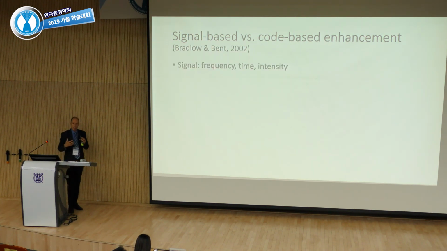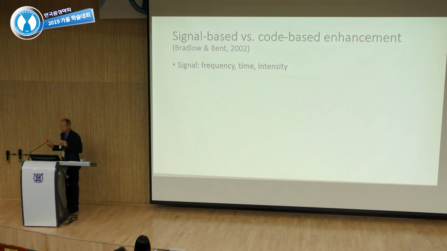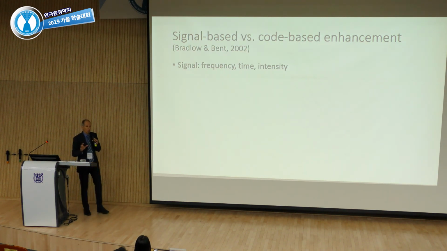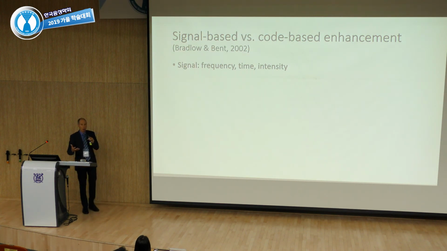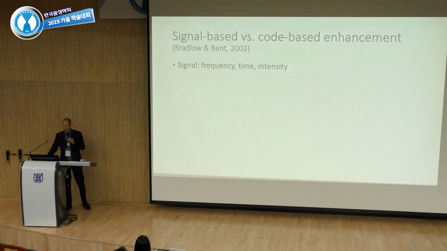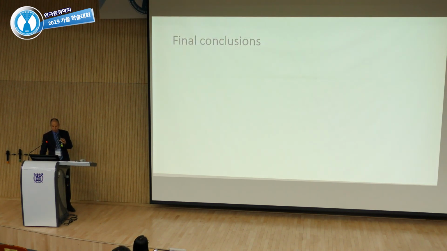Now, it's easily intuitive what signal enhancements are, I think. That relates to enhancements in terms of frequency, in terms of duration, in terms of intensity. So these are global signal enhancements where you might, for example, slow down your speaking rate, you increase your vocal effort, and things like that. And then code-based enhancement is more specific. Then we're dealing with the system of phonological contrast and our phonetic realization. So these are language specific, language particular.